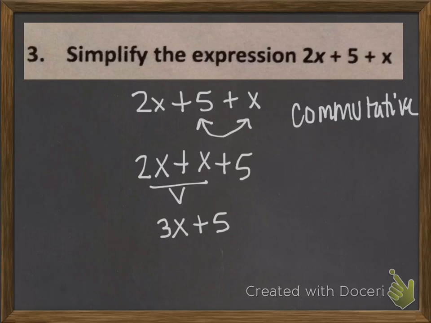Now, I cannot go any further. This is simplest form because the 3 has an x attached to it, and the 5 does not. So the 3 has a variable and the 5 is a constant. Those are not the same things. Therefore, I cannot combine them.